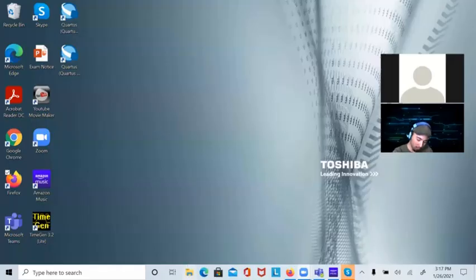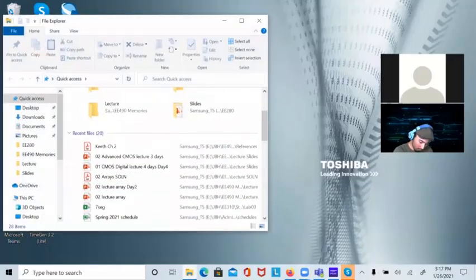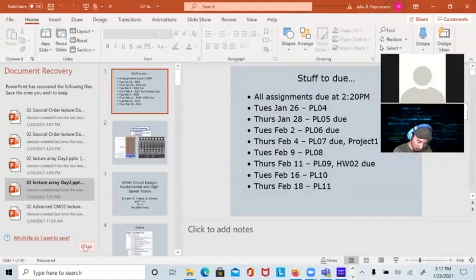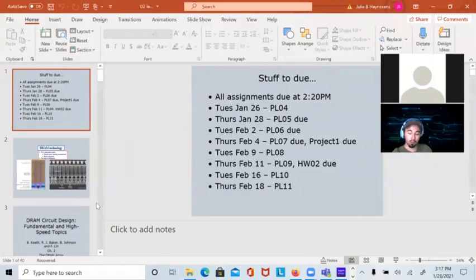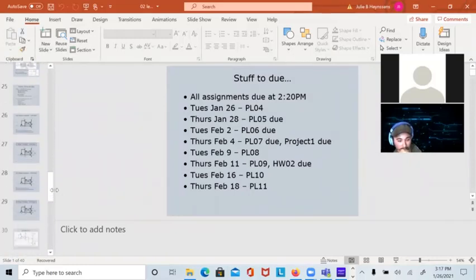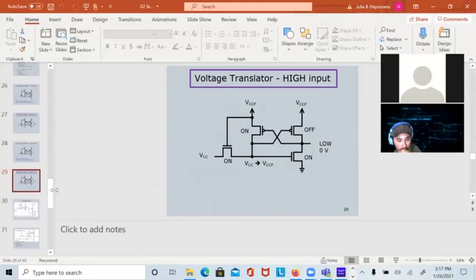The other computer didn't crash at the same time, so I still have my notes up. Share. What have I got going on here? It's just another YouTube video to make. Not that one. Lecture arrays, this one. And no, I don't want to save it. I've got my mouse attached to my other computer right now, so I'm using the touchpad. And we were on slide 29. Yay, and we just finished this up.